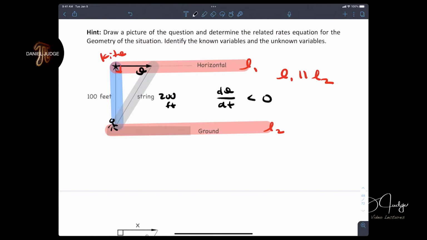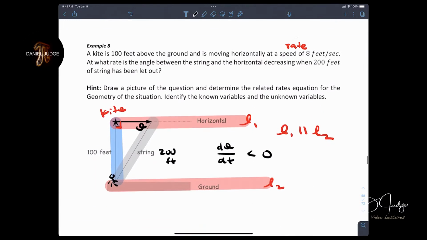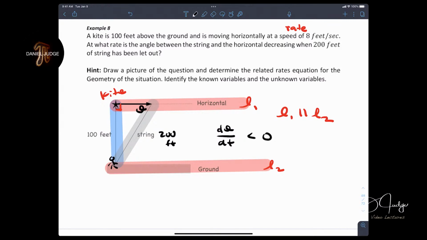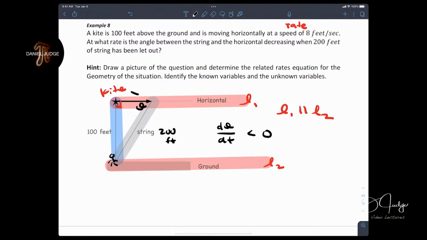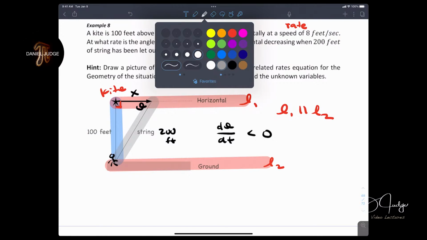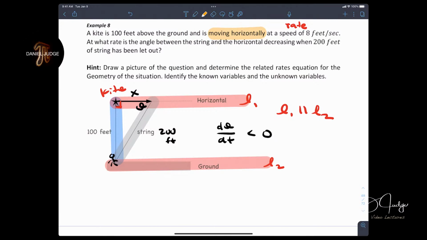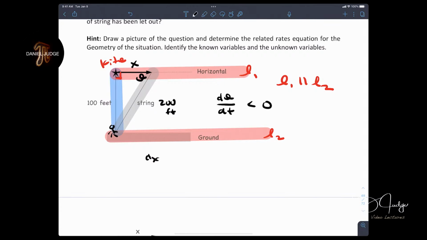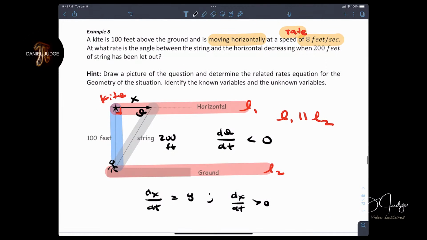What I want to remark here in general for the geometry, you have a right triangle. And what do you know about this right triangle here? We can say a few things here. A kite is moving 100 feet above the ground horizontally at a speed. So there's a horizontal rate given. I'm going to call this x. This is what I'm looking at. Moving horizontal with a rate 8 feet per second. So this is x. And that means then dx dt equals 8. And notice that variable is increasing because it's going to the right. The kite is flying to the right in this picture. So for that variable, that's x.